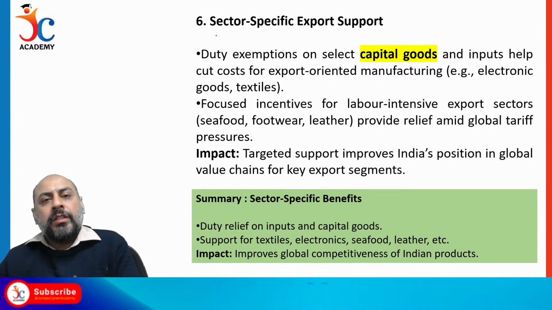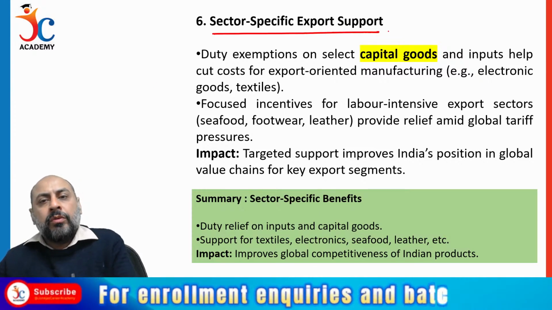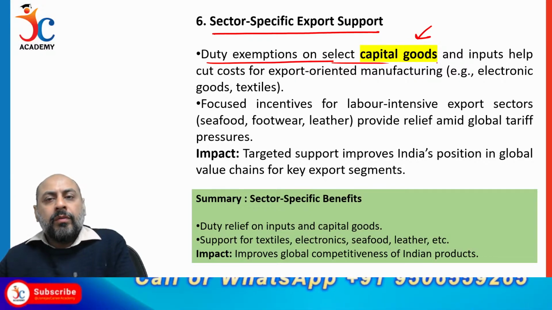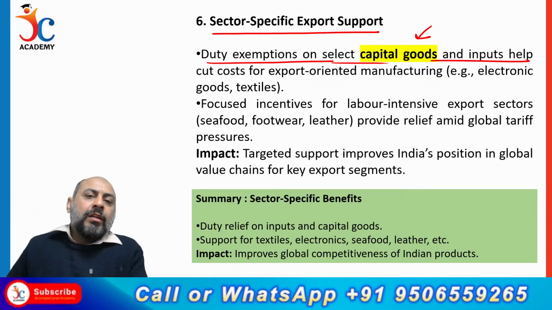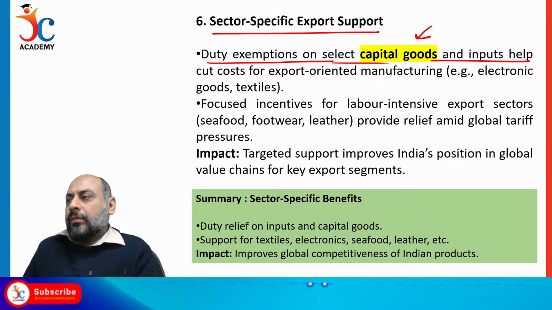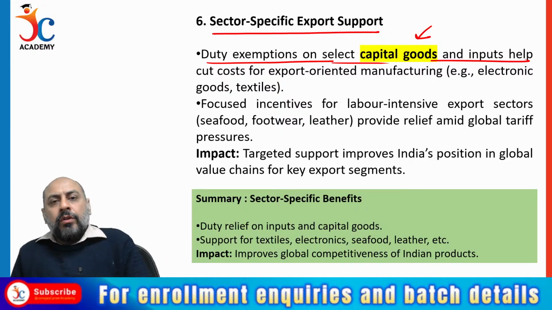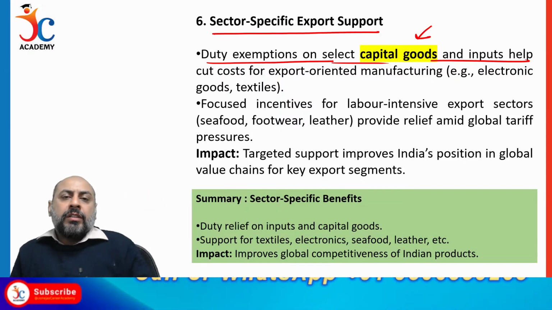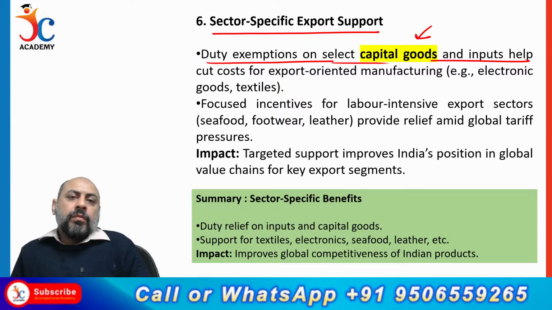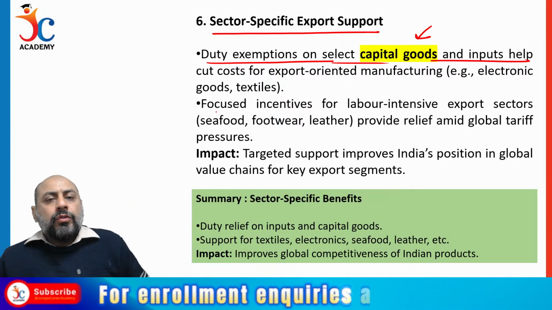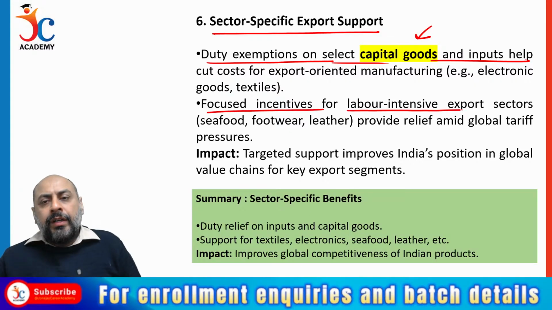The sixth point is very crucial. It says sector specific export support. Now, suppose you are supposed to import something. Suppose you are a textile manufacturer or you are making some electronic goods and you need certain kinds of specialized machines. So we will be doing away with the taxes and the duties on those imports. The import duties will not be charged. As simple as that.